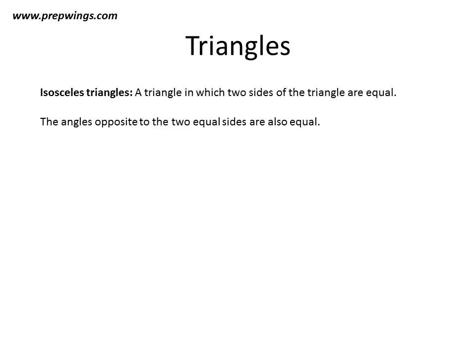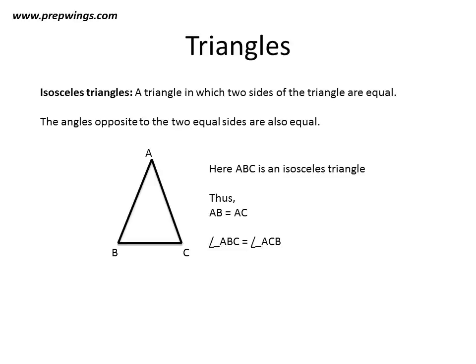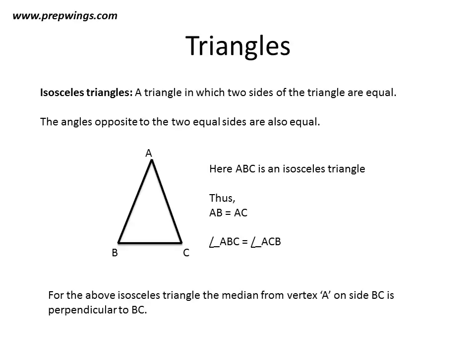Now we look at isosceles triangle. Isosceles triangle is a triangle in which two sides of the triangles are equal. Okay, and the angle opposite the two equal sides are also equal. So over here ABC is an isosceles triangle such that AB is equal to AC. So AB is equal to AC, it means angle ABC is equal to angle ACB. Okay, those are the angle opposite the equal sides. So for this above isosceles triangle, the median from vertex A on side BC is perpendicular to BC. Okay, keep in mind only the median from vertex A is perpendicular to BC. If I draw a median from B on AC, that will not be perpendicular in this case.